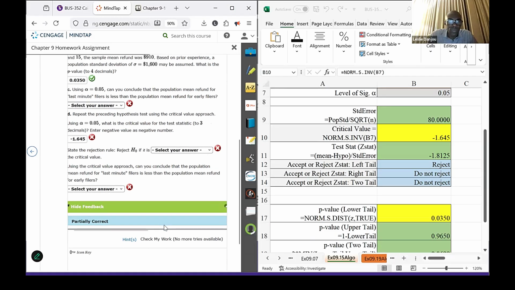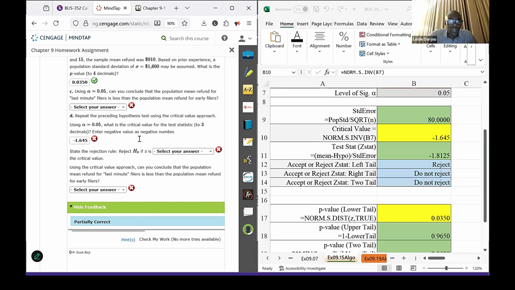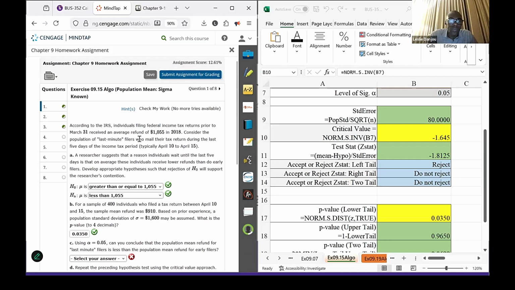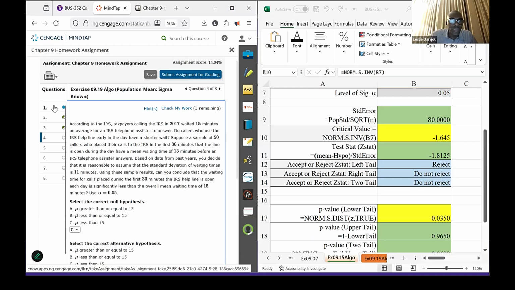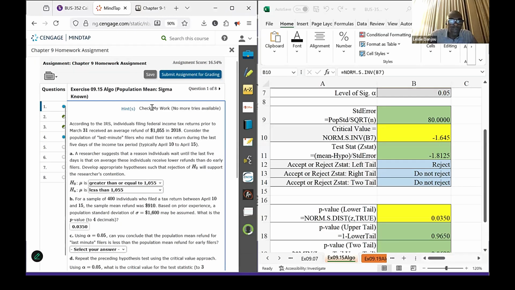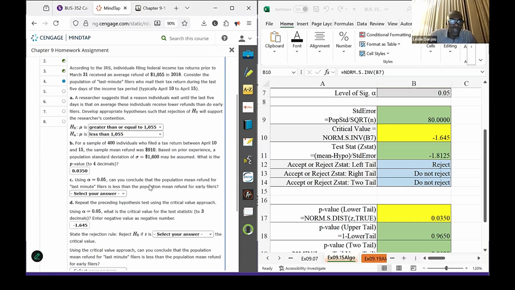Where did my check my work go? All right, for some reason, my check my work went away. Give me a second here. Let me see, I'm gonna click off of it. That's one. Give me a second, I'm just trying to trigger it back again.